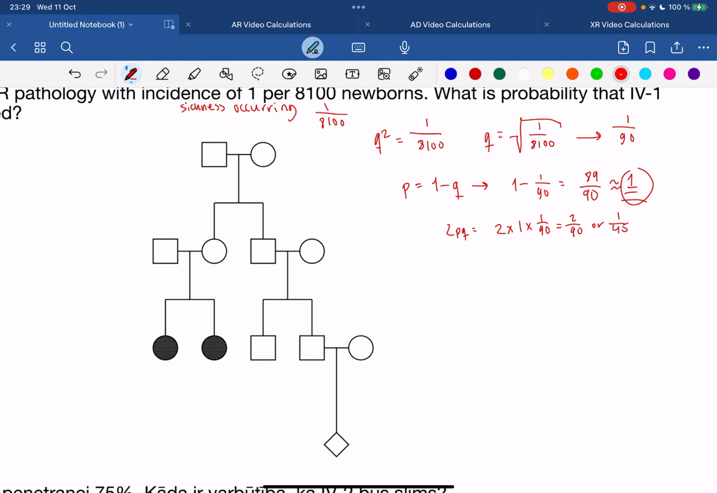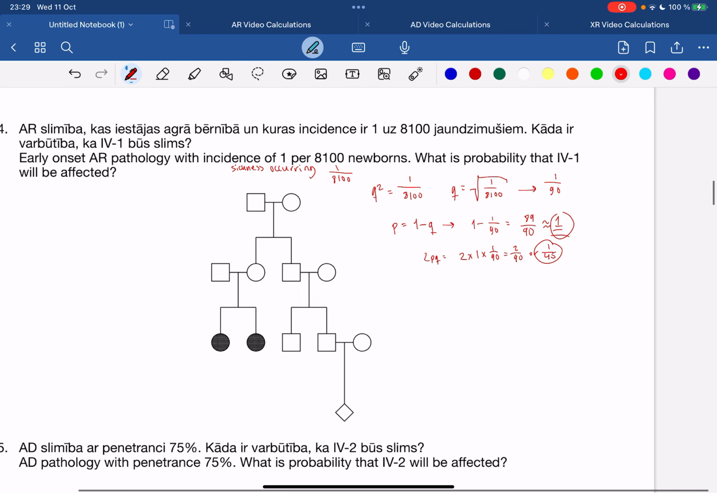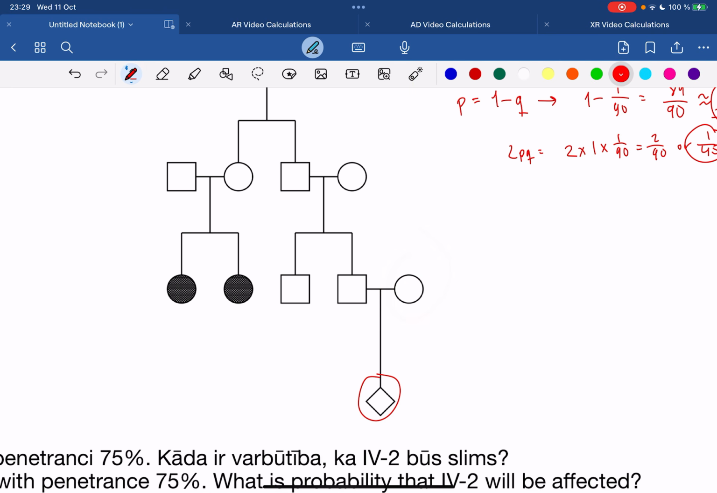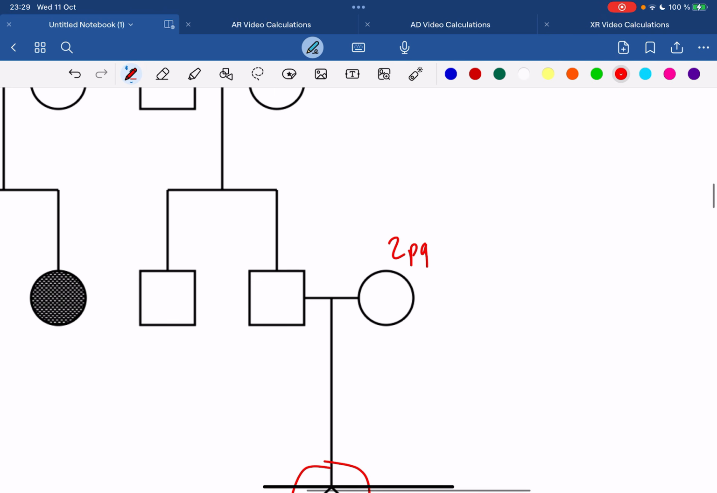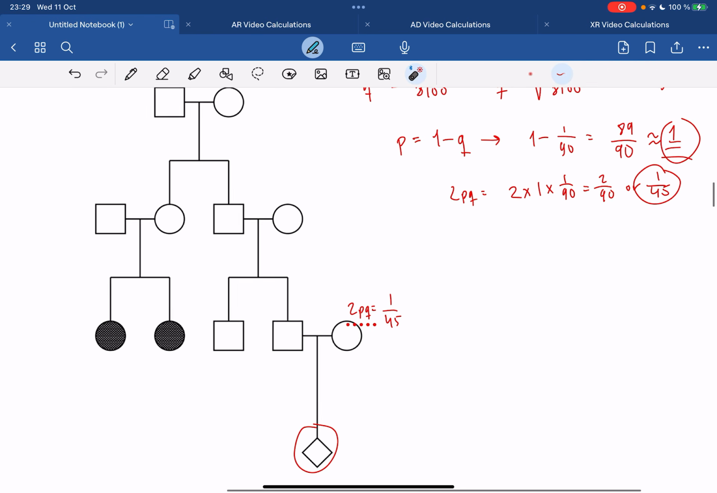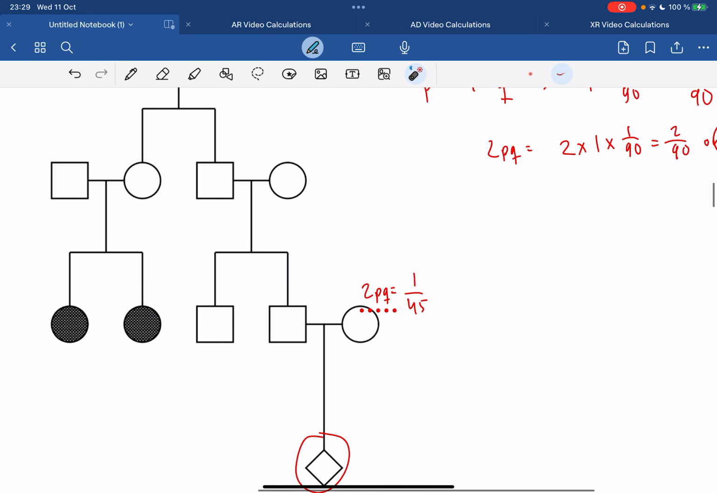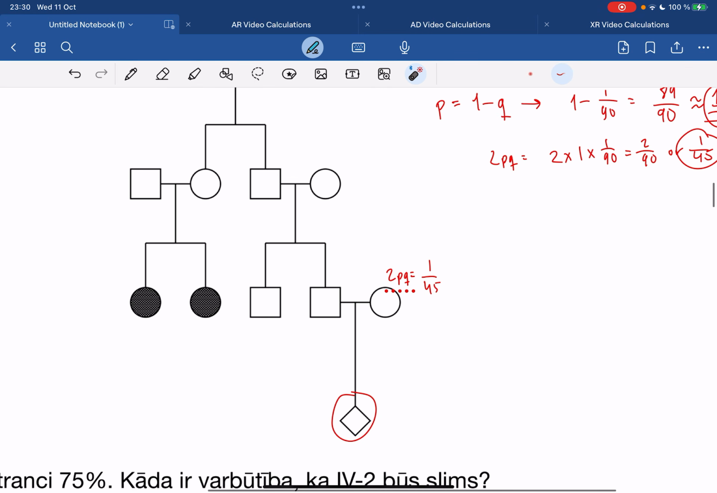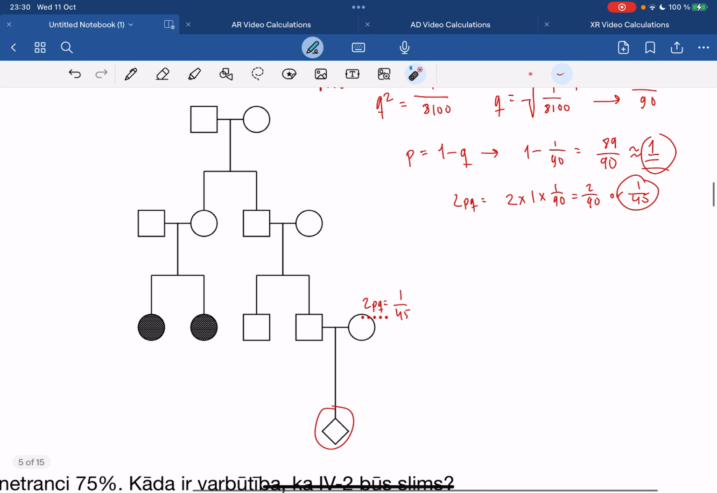So that's our 2PQ, right? And why is it interesting? Well, we want to know for one to be affected, and this is his mother, which is from the population. So 2PQ equals 1 in 45. Why don't we do it for all populations and individuals? Because it's not necessary. It's not going to be any significant sign for us to keep going. Instead, we just go according to the direct parent of the child that's from the population.